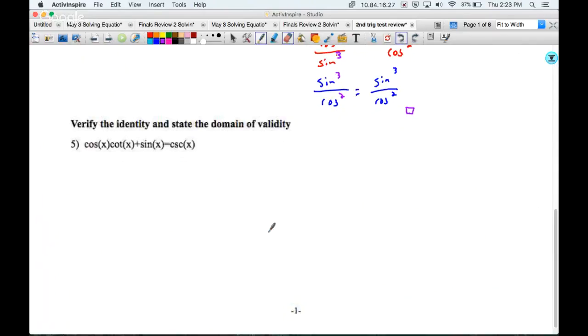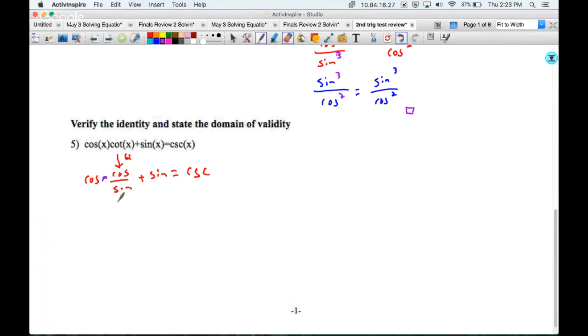Verify, they didn't state the domain of validity. Okay, we'll just do one more. Cosine, I'll leave that as cosine. Cotangent, I'll turn that into cosine over sine, plus sine equals, I'll just leave that as cosecant, actually. I'll just leave the right-hand side untouched and only manipulate the left-hand side.